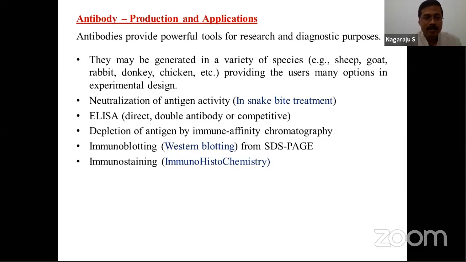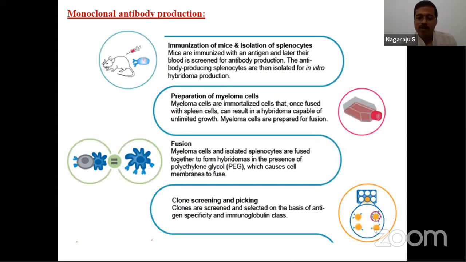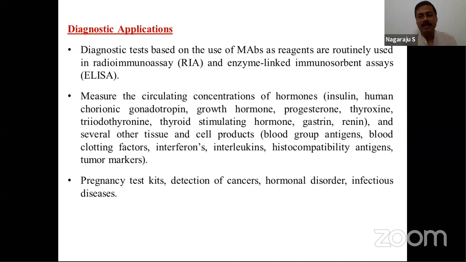If I want to check disease conditions by ELISA, I need antibodies to do that. If I want to do immunoblotting or immunostaining, all of this requires antibodies raised or developed in one of the animal models. I will not go into detail on production of polyclonal antibodies or monoclonal antibodies. If I have monoclonal antibodies, I can do several diagnostic applications like radioimmunoassay, ELISA, and measurement of concentrations of hormones like insulin. Pregnancy test kits have antibodies for human chorionic gonadotropin, progesterone, thyroxine.